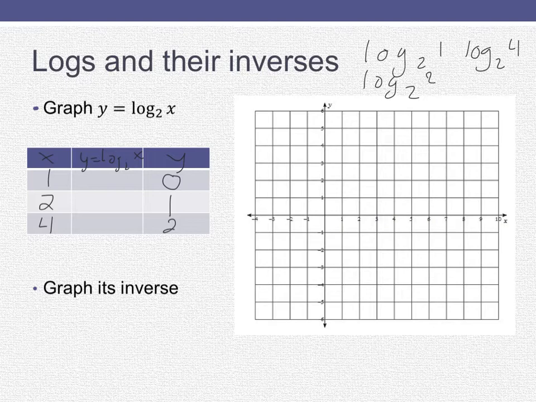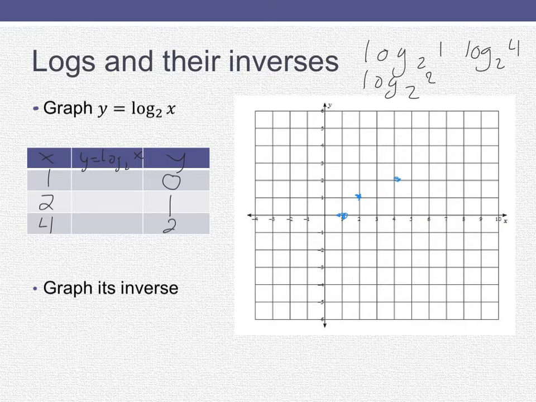All right, so we've got 1, 0 right there. That's a terrible point, but we're going to go with it. It's more of a scribbly point. That's okay. Next one we've got is 2, 1. Then we've got 4, 2.